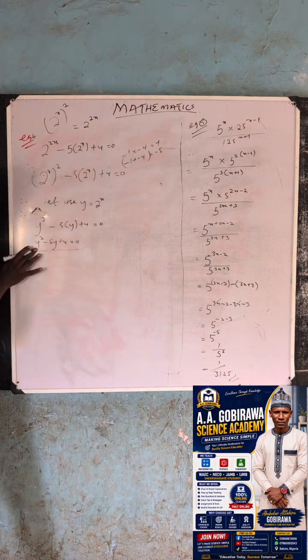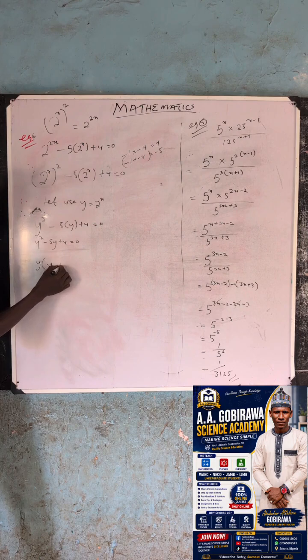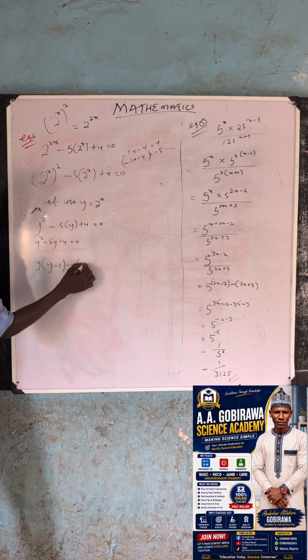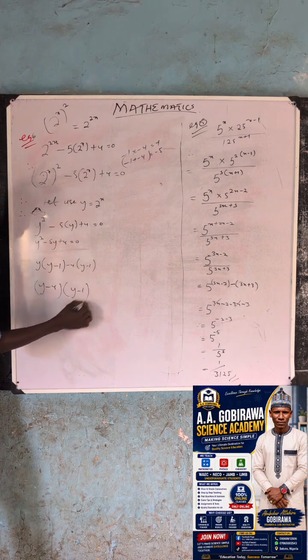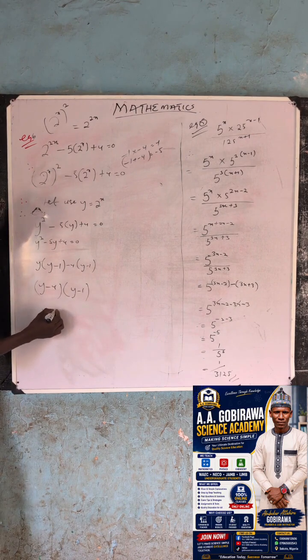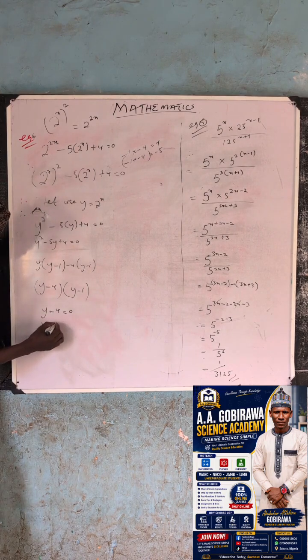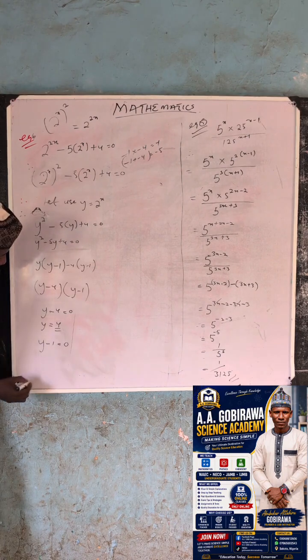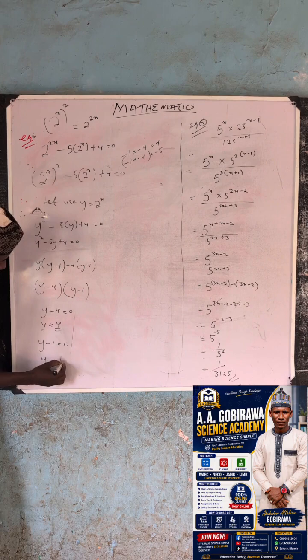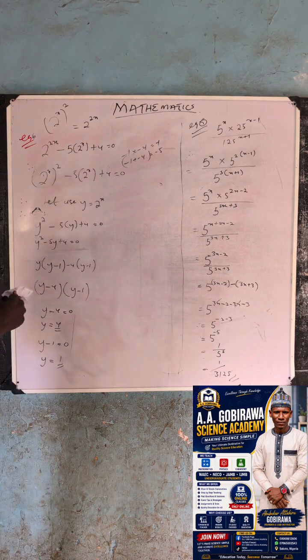Therefore sai mu ce y into y minus 1 minus 4 into y minus 1. Therefore sai mu ce y minus 4 into y minus 1. So our y minus 4 is equal to 0. So y is equal to what? 4. Cool? Then our y minus 1 is equal to 0. Then our y is equal to 1. Ko ba haka ba?